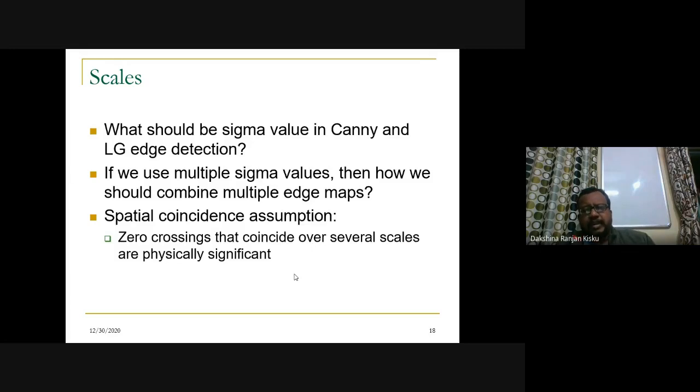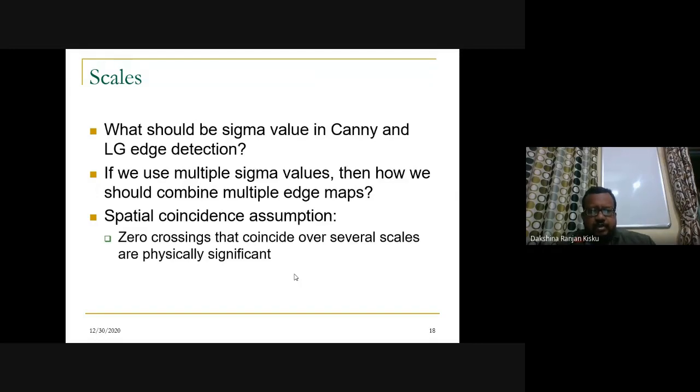If we create a number of scales for the same image, then these multiple scales are obtained by using multiple sigma values. That means by changing the sigma values, we can obtain these multiple scales. Now if we use multiple sigma values, then we will obtain multiple edge maps, or multiple scales. Now the question is how we should combine these multiple edge maps.